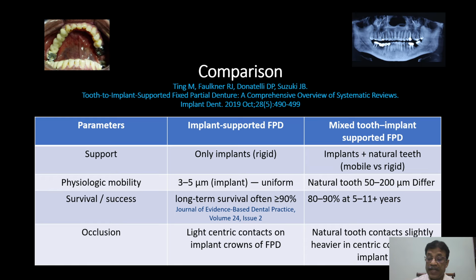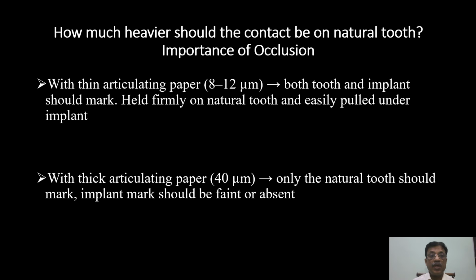So if there is an equal contact between the natural tooth and implant, the implant is subjected to more stress and there is a more chance of failure. So we will discuss how we manage this. How much heavier should be the contact on the natural tooth? There is an important thing that we should consider: when we place the restoration, we place a thin articulating paper both on the tooth and implant.